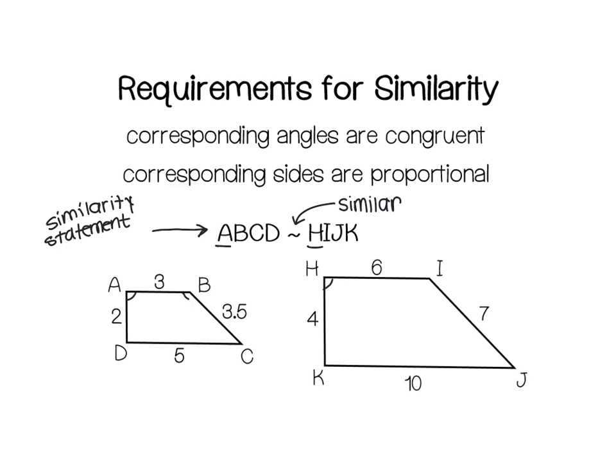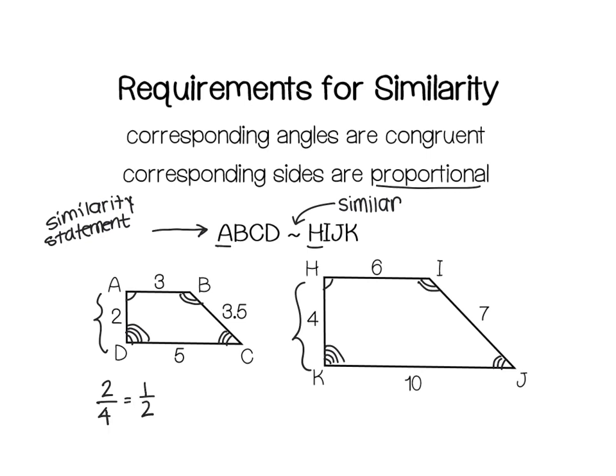And then B would be congruent to I, C would be congruent to J, and D would be congruent to K. So that's the first thing that we have to have in order to know that two shapes are similar. The second thing we need is that corresponding sides are proportional. So if I look at side AD, it's 2. It corresponds to HK, which is 4. And if I made that a proportion, 2 over 4 is a half.